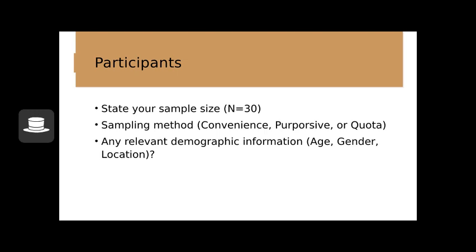Now, there might be some relevant demographic information that you might not know yet. So know that when you do your final draft of the paper, once you've gathered all your data, you can update that. So if you want to put in the age range or the number of people of each gender who participated in your study, once you know that information, you can update your method section.